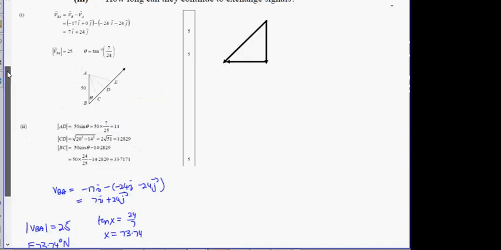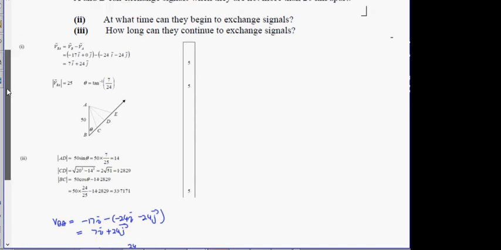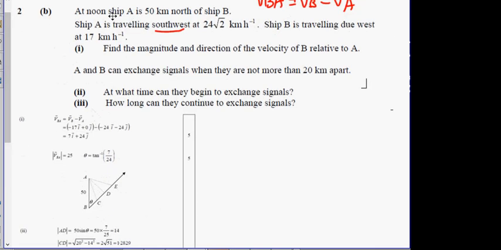And then we're going to go up and see about this question here. First things first, you should probably write they're starting off. What velocity of B relative to A means is that A is kept stationary in comparison to B. So we're going to draw our initial diagram. Ship A is 40 kilometers north of ship B. So you're going to put ship A up here and ship B down here.